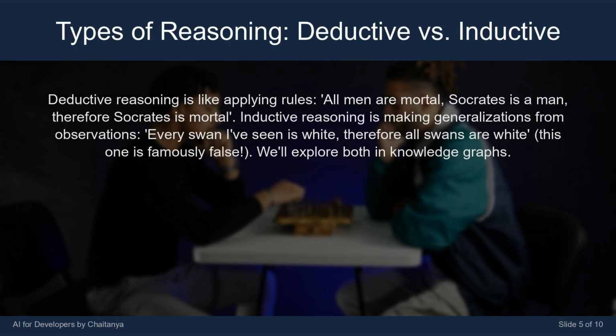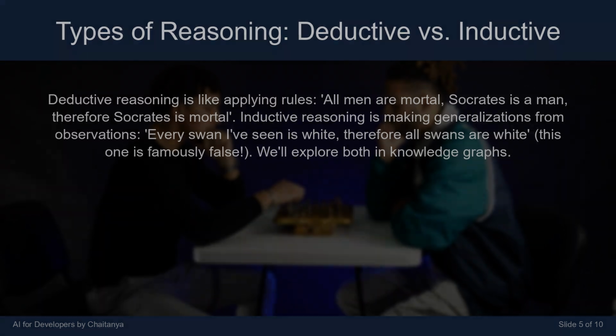Deductive reasoning is like applying rules. All men are mortal. Socrates is a man. Therefore Socrates is mortal. Inductive reasoning is making generalizations from observations. Every swan I've seen is white. Therefore all swans are white. This one is famously false. We'll explore both in knowledge graphs.